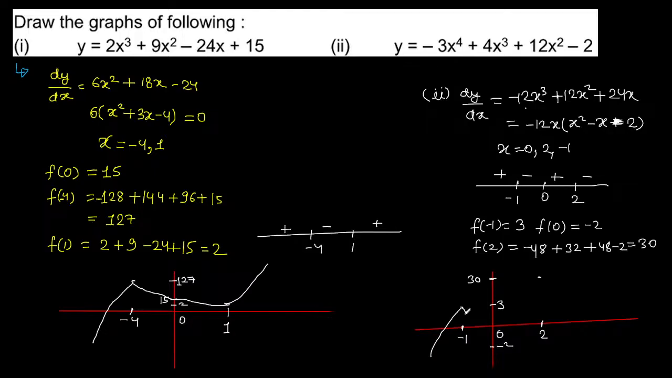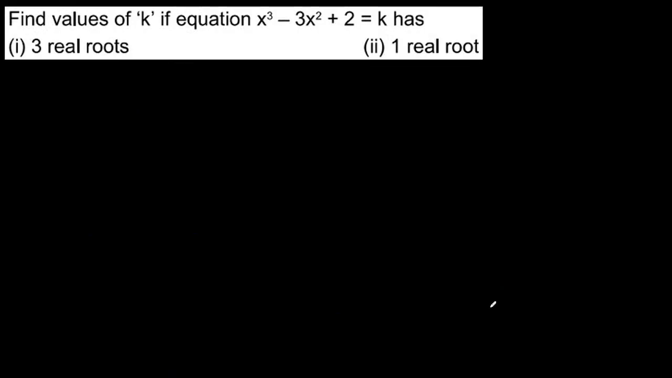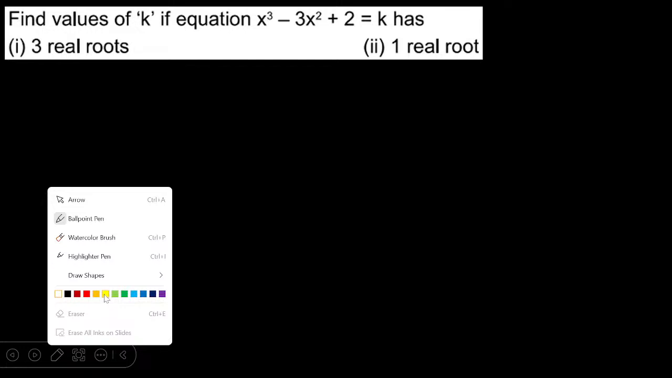f(0) is minus 2. Decreasing. Between minus 1 to 0 we are decreasing. 0 to 2 we are increasing. And then we are decreasing at infinity. So this is the curve. This is how we plot. Okay, this is the question which is good for IIT Advanced.